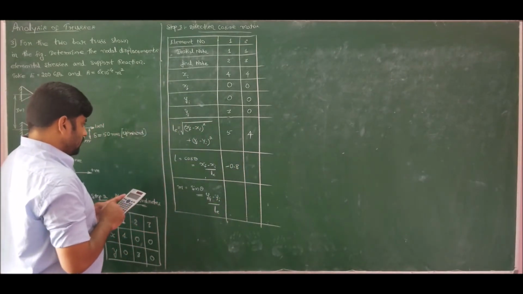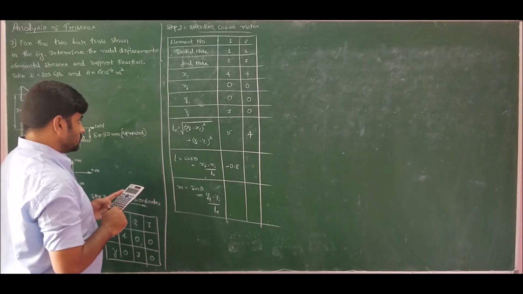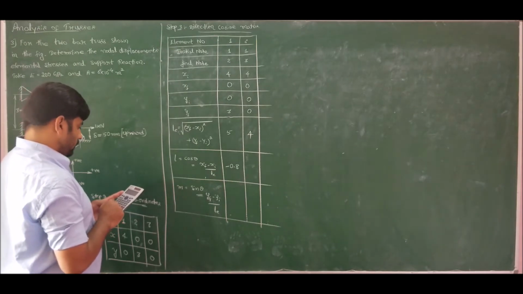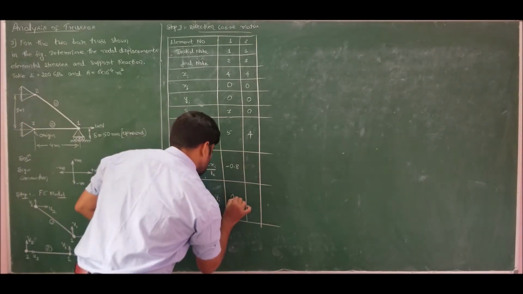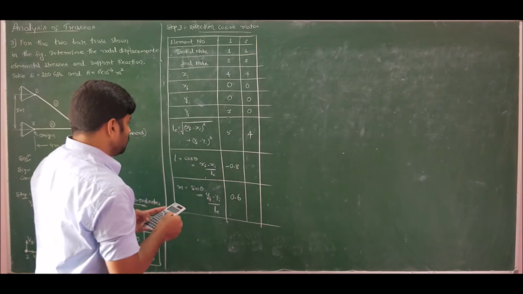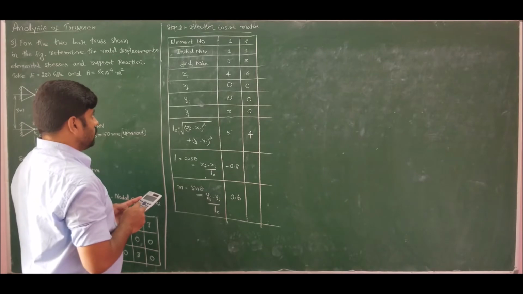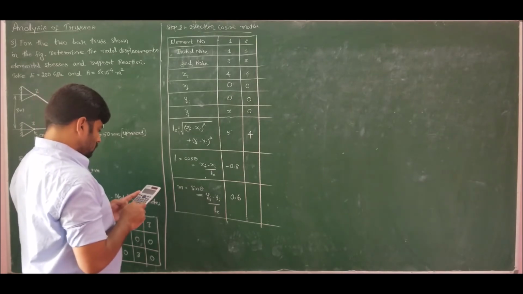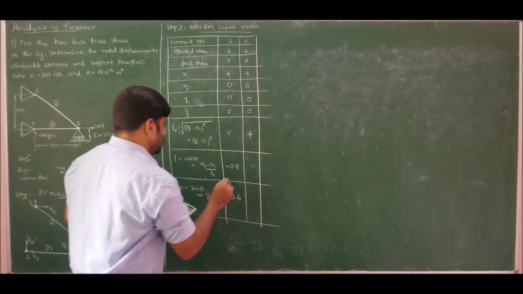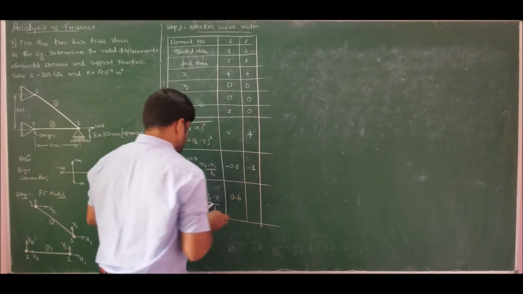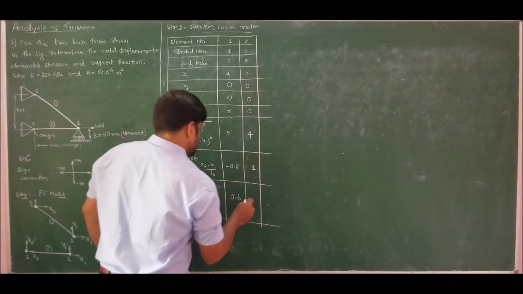Coming for M, it is 3 minus 0 by 5, which is 0.6. Coming for element 2, direction cosine L is 0 minus 4 by 4, which is minus 1. For M, if I calculate, I will get 0 by anything, which is 0.